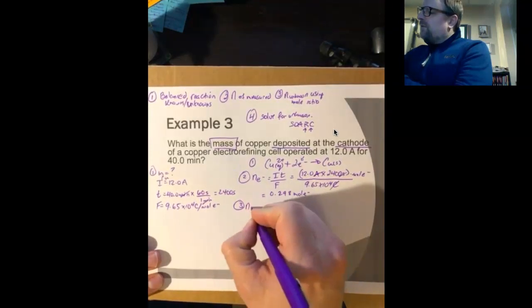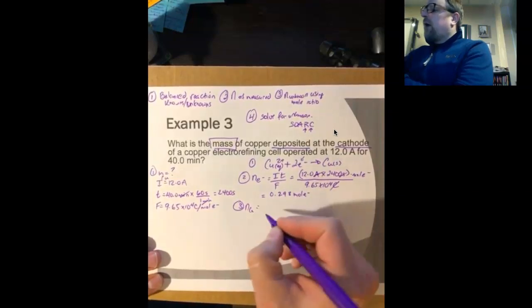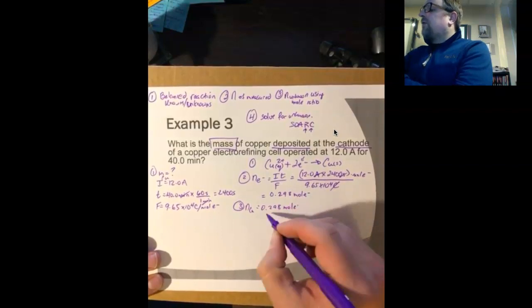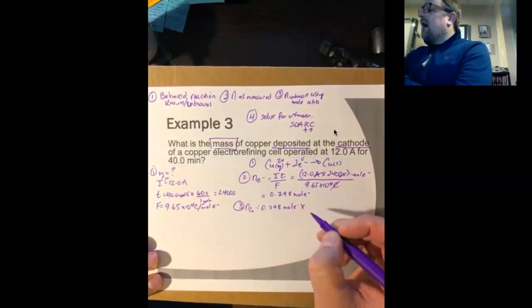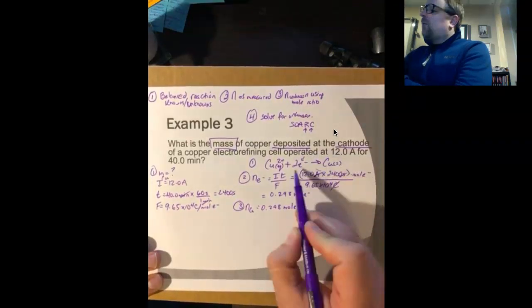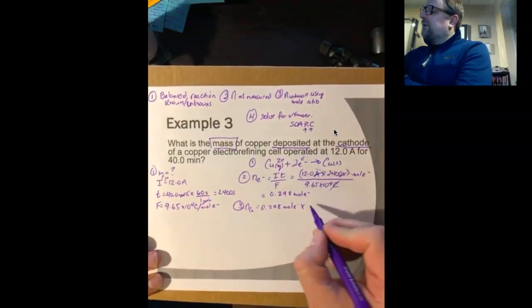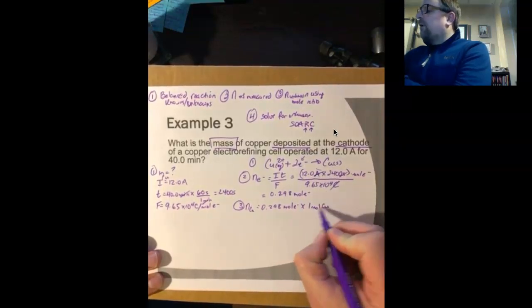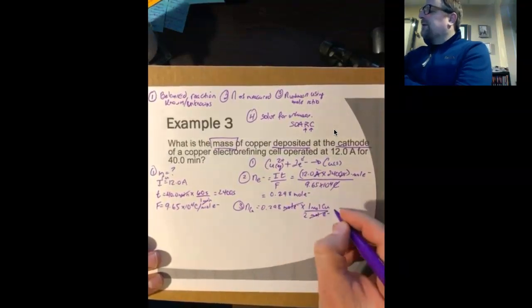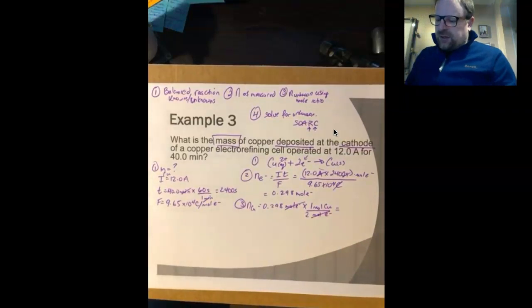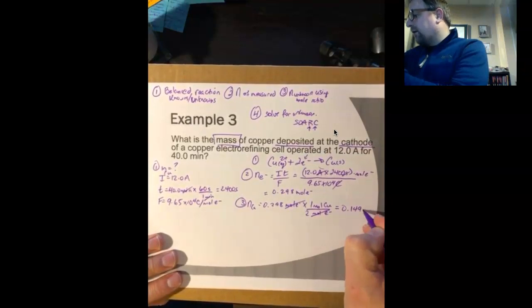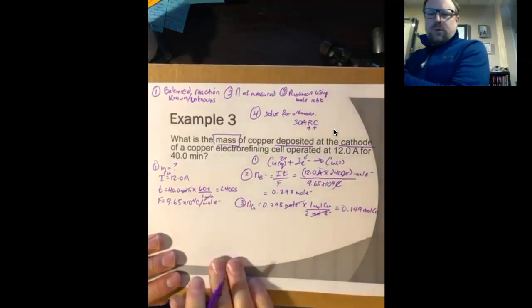So the number of moles of copper, we're going to sort out using mole ratio the same way that we've done all the way before. So we have 0.298 moles of electrons times the ratio of what we want, which is moles of copper, what we have, which is moles of electrons. There's 1 mole of copper for every 2 moles of electrons. Moles of electrons cancel. So I'm just going to divide by 2, and it becomes 0.149 moles of copper.